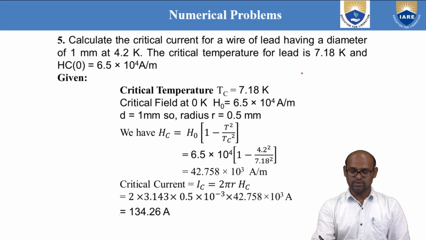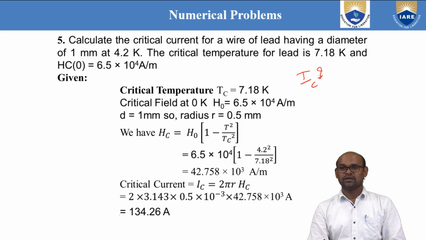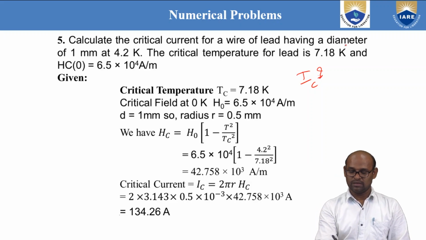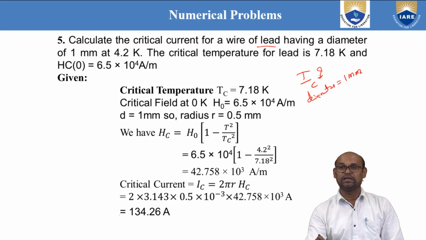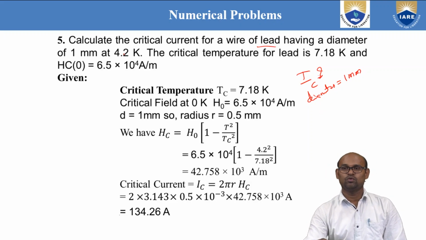Okay. So we need to calculate the critical current IC for this problem. We need to calculate this critical current. Given lead is the material, the diameter is given. So diameter is given. We need to calculate radius. So diameter is given as 1 millimeter. So from this we need to calculate radius, and a temperature of 4.2 Kelvin.